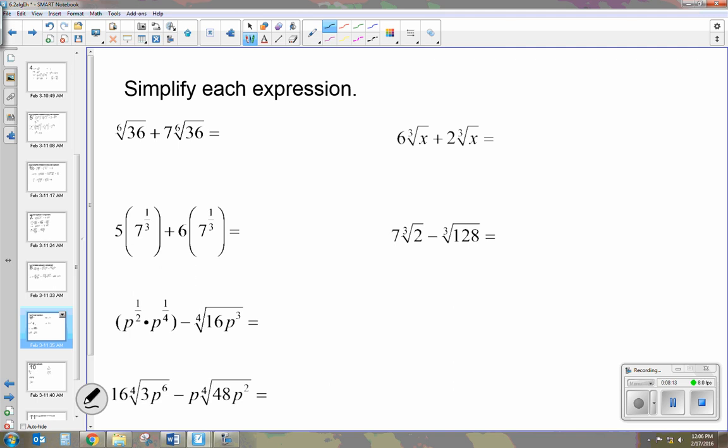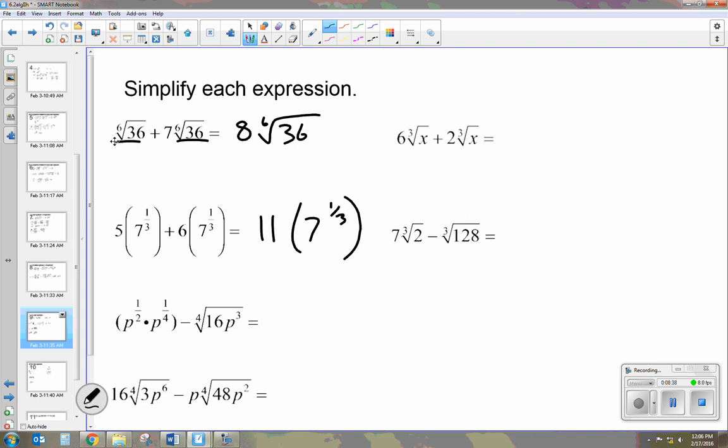In problems like these, if they have the same radical, or the same number raised to the same exponent, we can simply just add the coefficients. So in this case, this would just be 8 times the sixth root of 36, because we have 1 plus 7. The same thing happens in this problem. We're left with 11 times 7 to the 1/3.